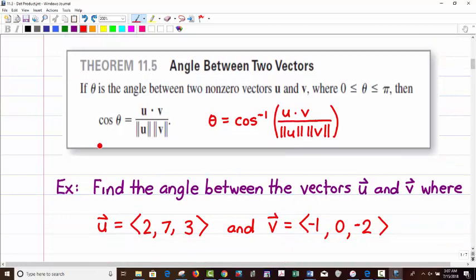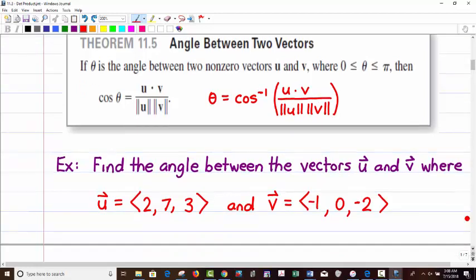And that formula says the cosine of that angle theta would equal u dot v divided by the magnitude of u times the magnitude of v. So therefore, if we're trying to find theta using trig inverse properties, theta would equal cosine inverse of u dot v over the magnitude of u times the magnitude of v.